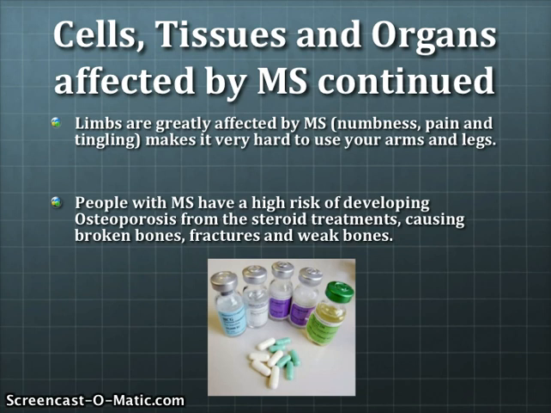Other cells, tissues, and organs that are affected by MS are your limbs, because your limbs can become tingly and have some numbness, and same with your arms. So walking and grabbing things can be difficult to do. And with multiple sclerosis, patients often develop osteoporosis, a bone disease, and can have a higher risk of broken bones, fractures, weak muscles, or weak bones, and can just put them in the hospital even more. And actually, this picture that I have up here is some steroids that they use for MS.